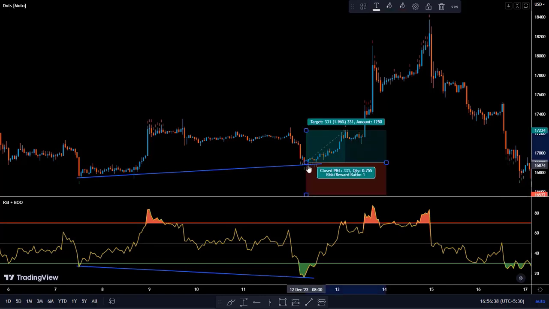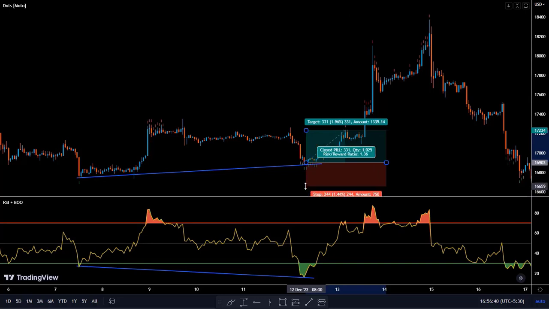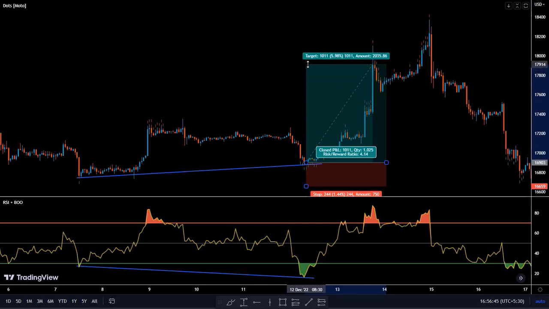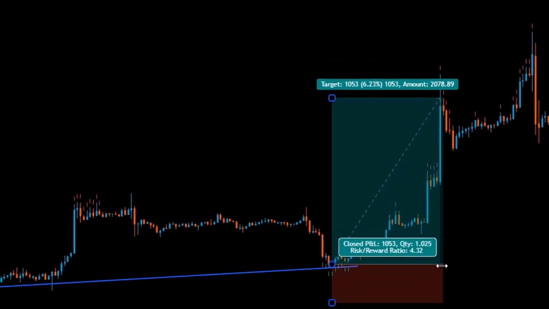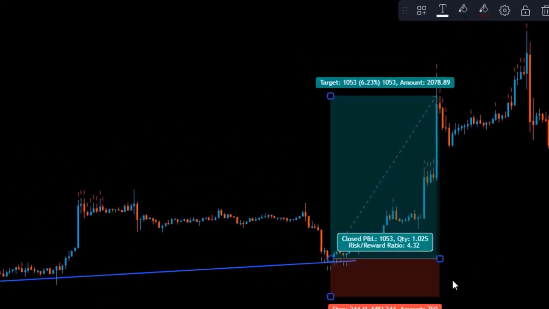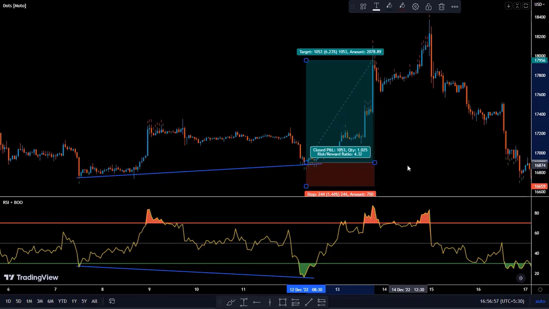If we would open a trade right here after the signal, we would have the potential of... So we set our stop loss at the latest swing low, which would be right here. And then we target the next level of support and resistance. I will show you another indicator later on. As you can see, we have here a potential profit of more than 6%, on the next leverage more than 60%, which is really a good trade.